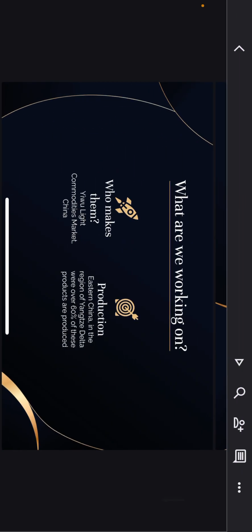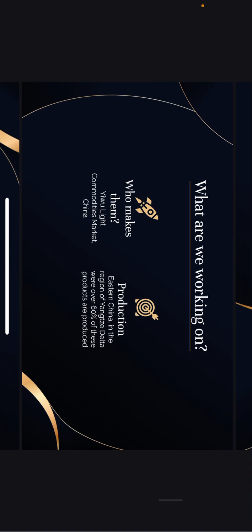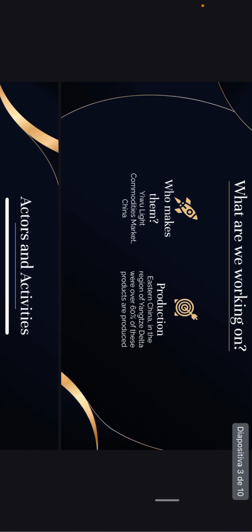So what are we working on? These holiday ornaments. Where are the Christmas ornaments and decorations made, and who makes them? Okay, so they are in the Light Commodities Market in China, and the production is in eastern China in the region of Jiangxi Delta, where over 60% of these products are produced.